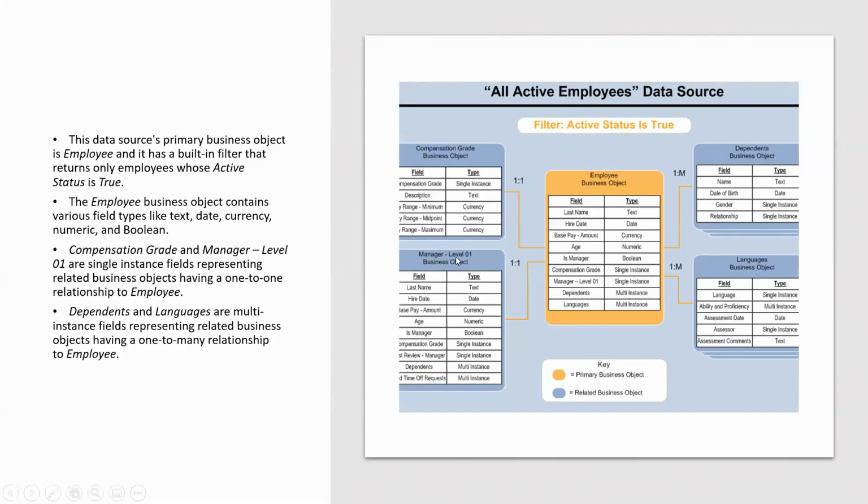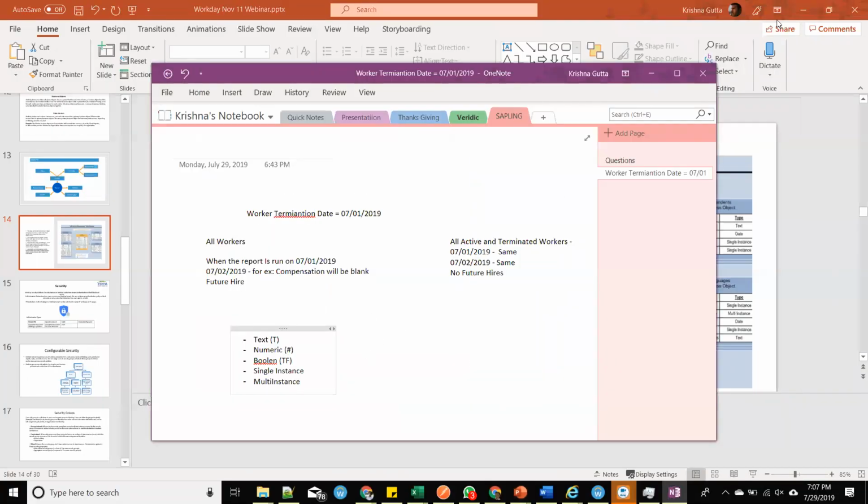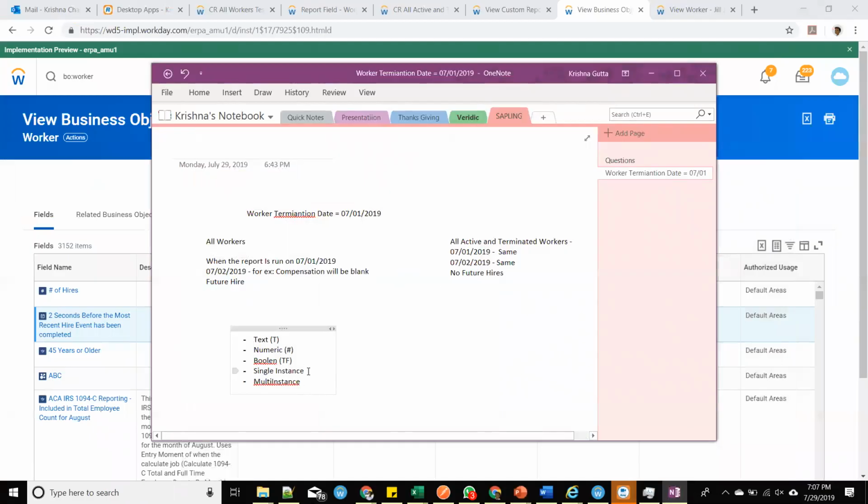Or every employee has one manager level 1. It has only one manager in the system. That is a single instance. An employee can have multiple dependents. That is multi-instance, one-to-many. An employee can speak multiple languages. That is one-to-many. That is multi-instance. So what it is typically saying is single instances and multi-instances usually refer to another field or another object where you can also action upon it. And depending on whether it's a single instance or a multi-instance, your number of rows increase.